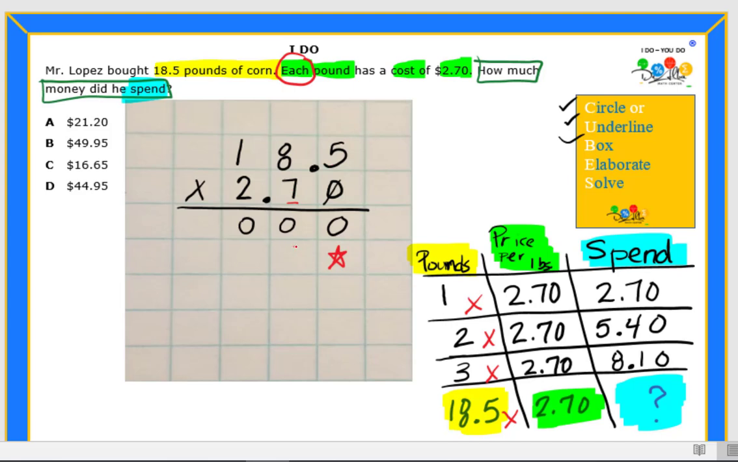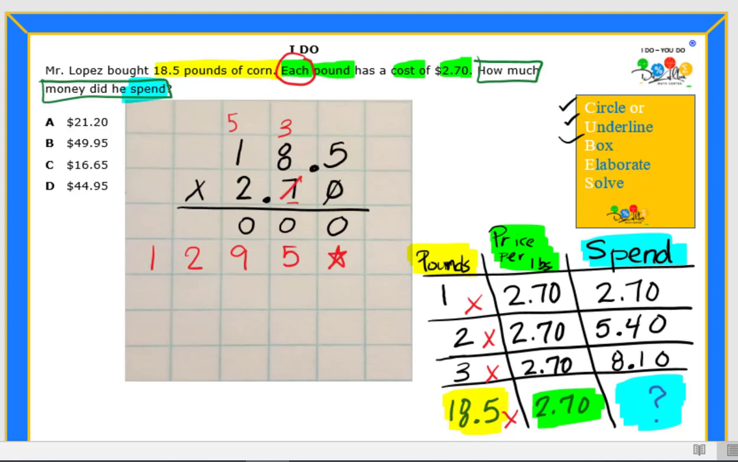7 times 5 is 35. We carry 3. 7 times 8 is 56. 56 plus 3 is 59. We can carry our 5. 7 times 1 is 7, plus 5 more is 12. Okay, so now we are done with our 7.